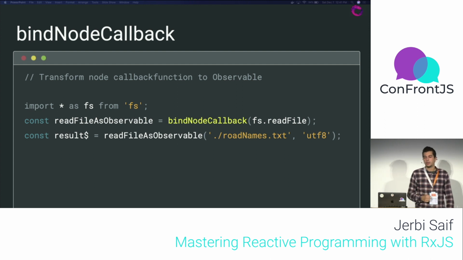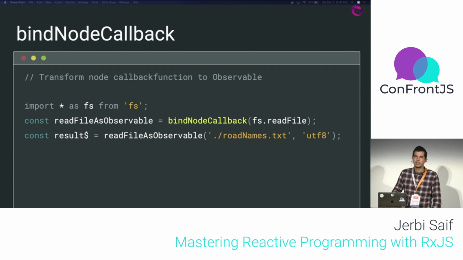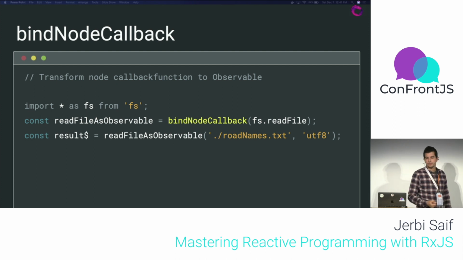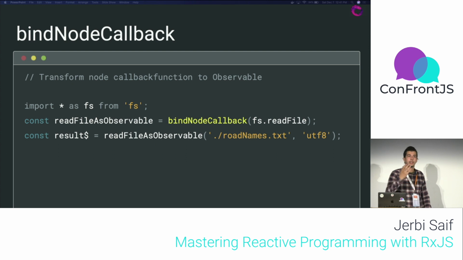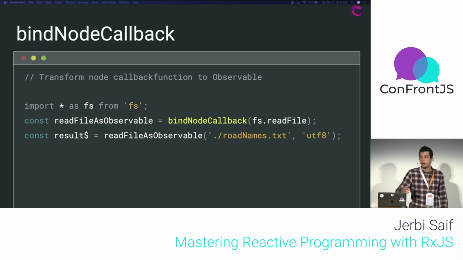So bindNodeCallback will transform, in this example, fs.readFile, which is an asynchronous callback function, into an observable. After that, I will just call my created observable every time I want to do a read file. The data will be returned into my observable, and I can use all the different operators provided and usable with observables.